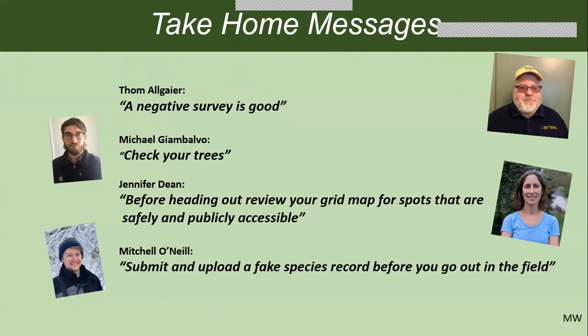And so we collected some take-home messages from our presenters and some other iMap staff. You've already heard Tom's: a negative survey is good, very important. From Michael, again, it's to check your trees for spotted lanternfly. And then Jennifer Dean, the invasive species biologist for iMapInvasives, her recommendation is to review your grid map for spots that are safely and publicly accessible before going out to your grid square. And my take-home message is to submit and upload a fake species record before you go out in the field, just to make sure it's all working for you.